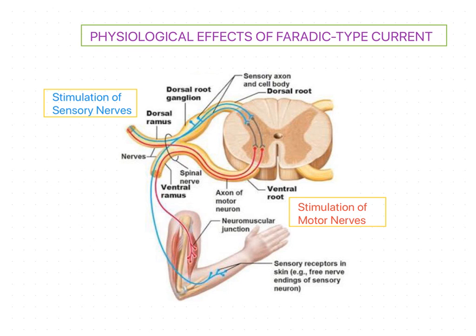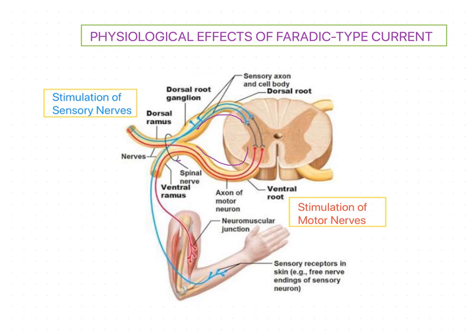When a current of Faradic type is applied to the body, a mild prickling sensation is experienced. So this is a spinal nerve, consisting of a dorsal sensory root and a ventral, that is anterior, motor root. These two unite to form a spinal nerve. So whenever you stimulate the sensory nerves, you will experience a mild prickling sensation.